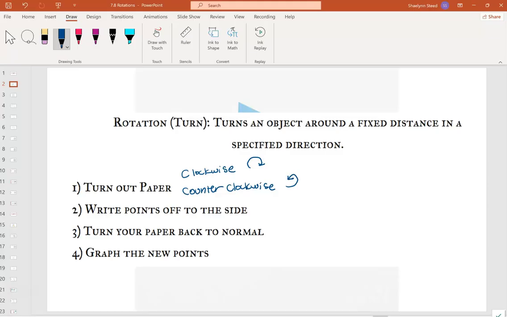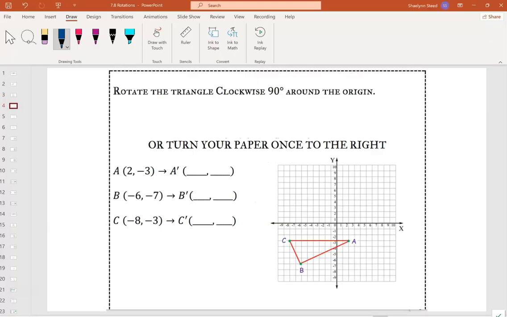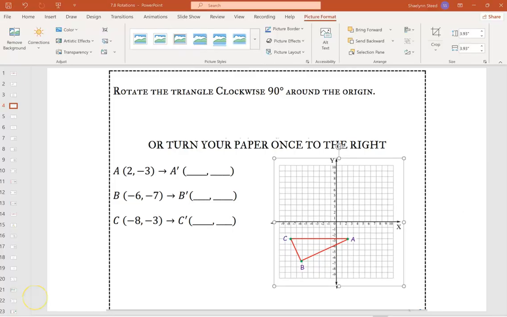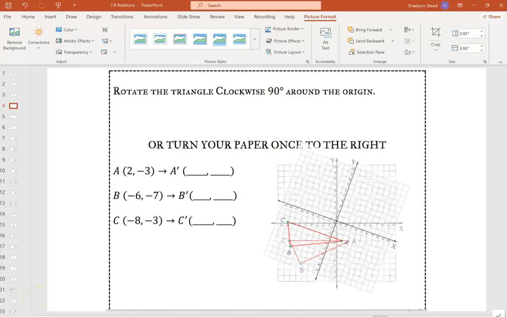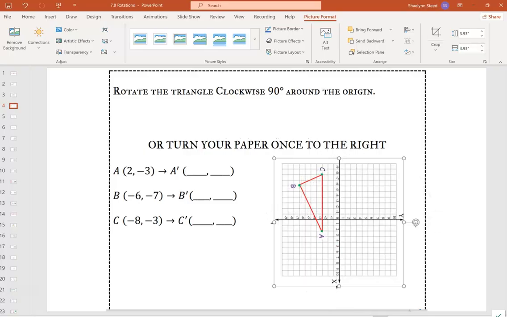Okay, so that's kind of hard to show you because I can't rotate my screen, but I will do my best. So as you go over the following, see if you can figure out the rules of rotation about the origin. Okay, so for this first one, we're going to rotate our triangle 90 degrees about the origin. So that would be like taking this picture and literally rotating it 90 degrees clockwise so it looks like this.